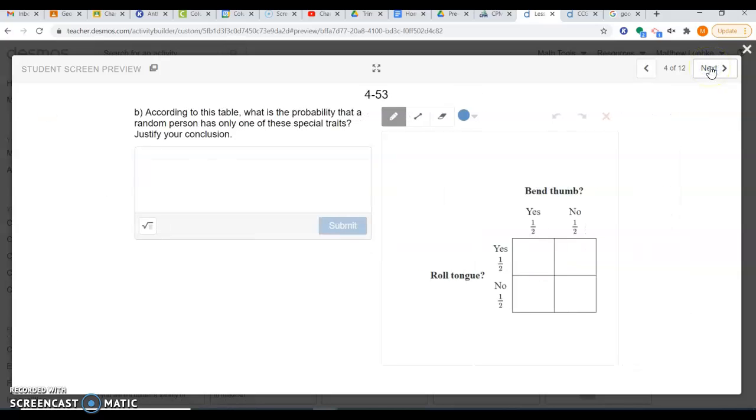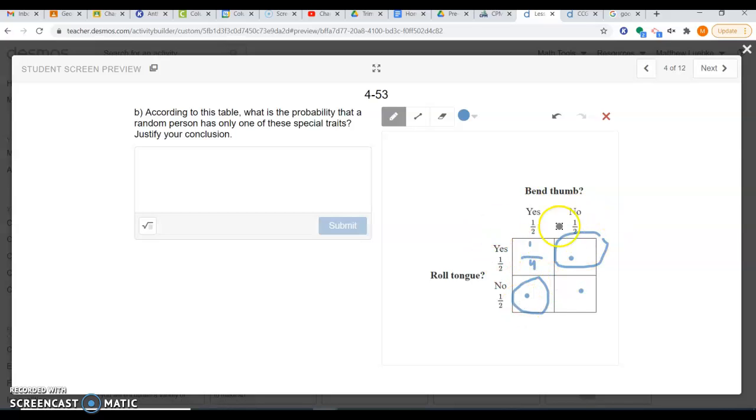So now we have, what is the probability that a random person has just one of these special traits? And so that's a yes to roll tongue, but a no to bend thumb, or a yes to bend thumb and a no to roll tongue. So same chart, so it's 1/4 for each of them. And so I'm just going to put 1/4 and a dot in each, so we can say yes, 1/4 for each of them. But this time, we need a yes and a no, and a yes and a no. So we're actually looking at this box here and this box here. And so the probability that it was one or the other.